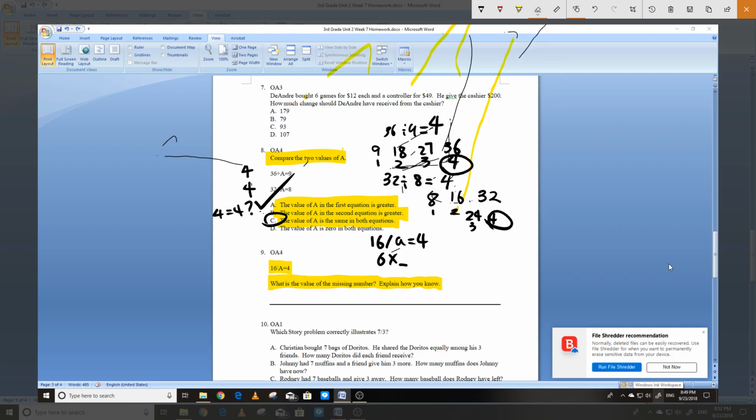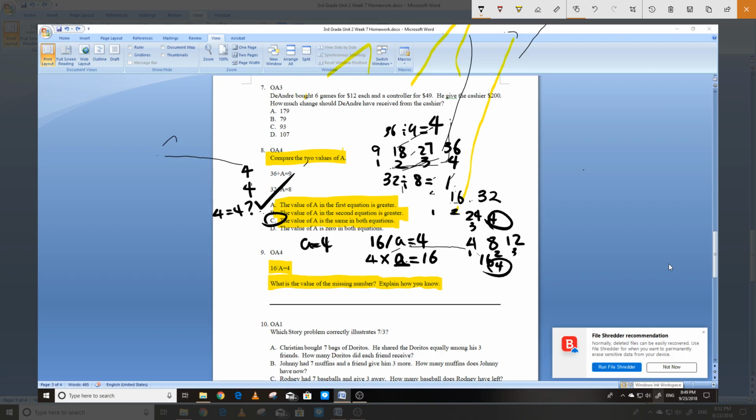Mr. Wong is making mistakes today. Very bad. Okay, so we are thinking 4 times A equals 16. What number goes here so that 4 times this number gives you 16, right? Let's just count by fours. 4, 8, 12, 16. We counted 1, 2, 3, and 4 times. That is why A equals 4.